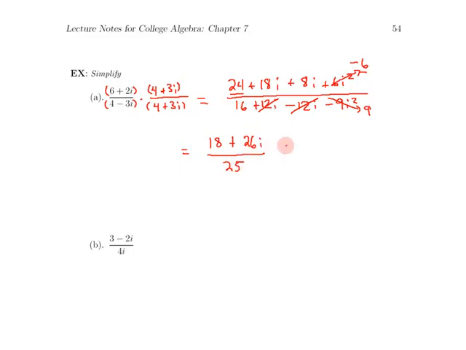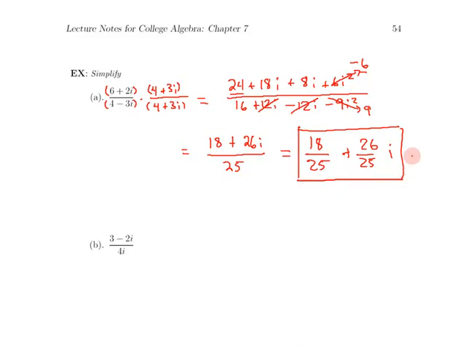Okay, now you can write your answer in this form, or just to emphasize the fact that this is still a complex number, split the top into two separate fractions. Write this as 18 over 25 plus 26 over 25 times i. Notice it's a real number plus a real number times i. The reason why I like splitting this up into two fractions like this is that it allows you to see what the real part and the imaginary part of the answer is. Right? When you divide two complex numbers, you should get a complex number as an answer, and that's what your complex number looks like. 18/25 plus 26/25 i.